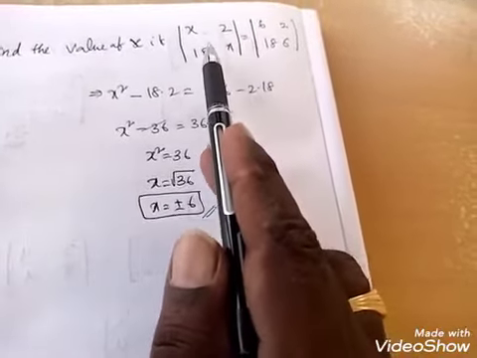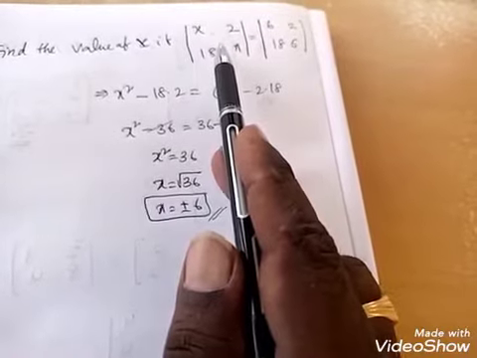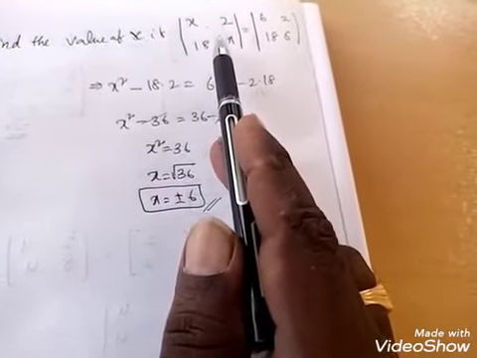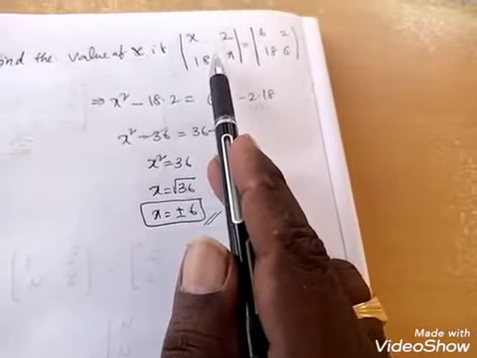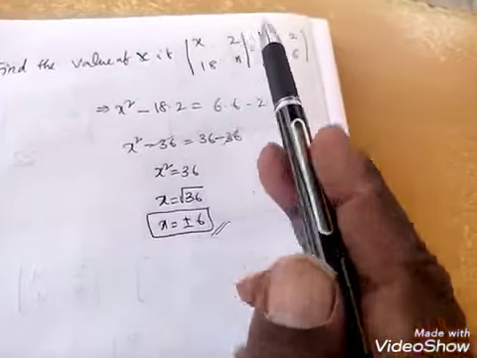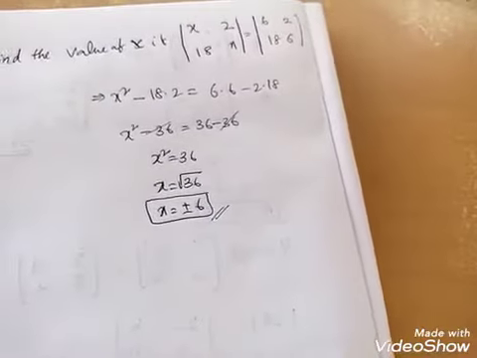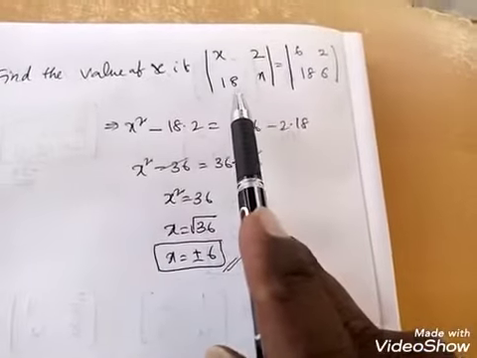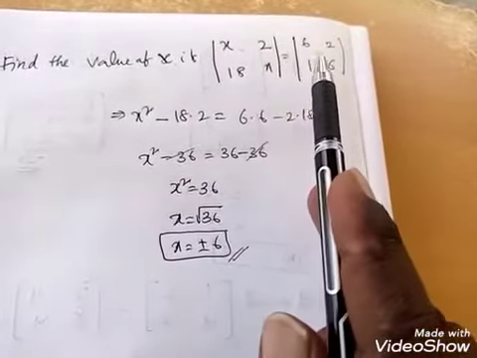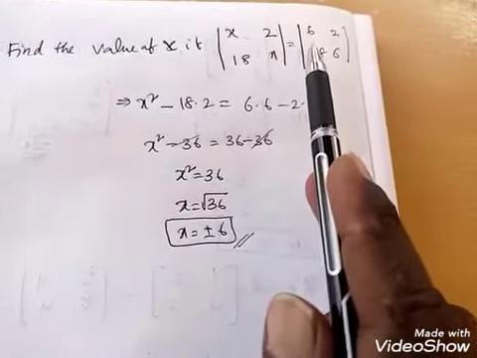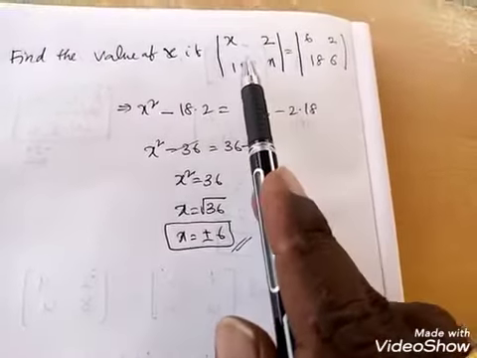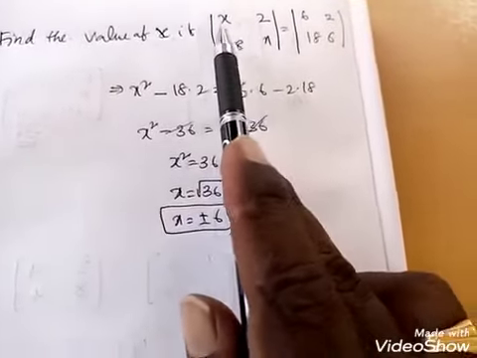But observe, what we discussed at the beginning of the chapter is that a determinant is a real or complex number. It is not a matrix, so you cannot equate the elements. That's why be careful, don't equate the elements, but solve this one and get the value of x.